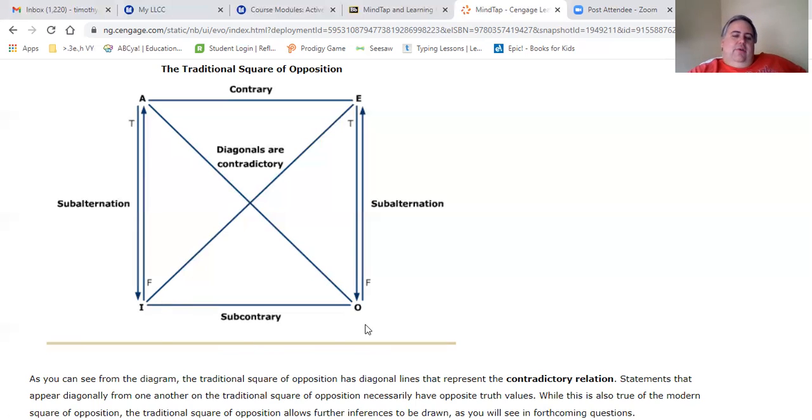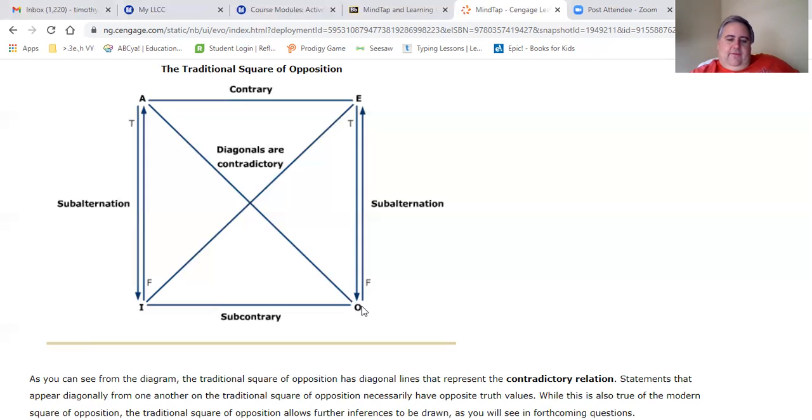Okay, I know that if O is false, then E is false, and A and I are true. Why? Because they can't both be false, and these two are contraries. But if O is true, then I know nothing about E, and I don't know anything about I, but I do know A is false, because if there are some that are not, then it's not the case that all are.